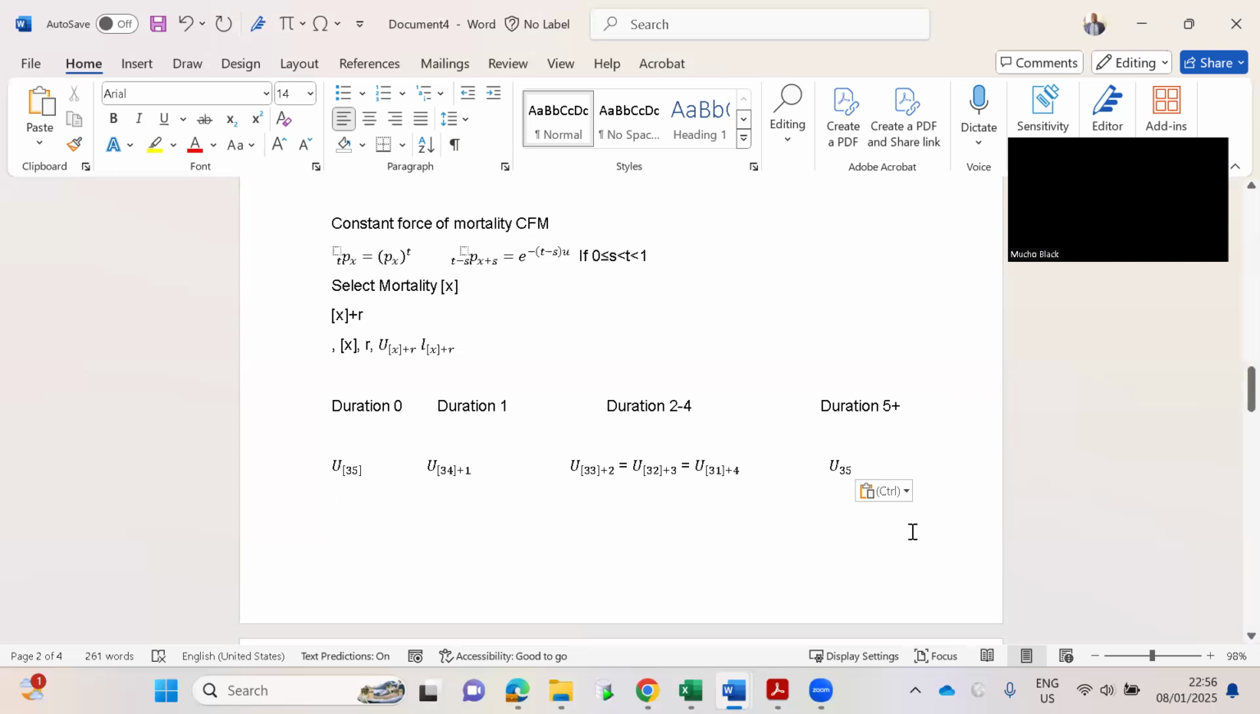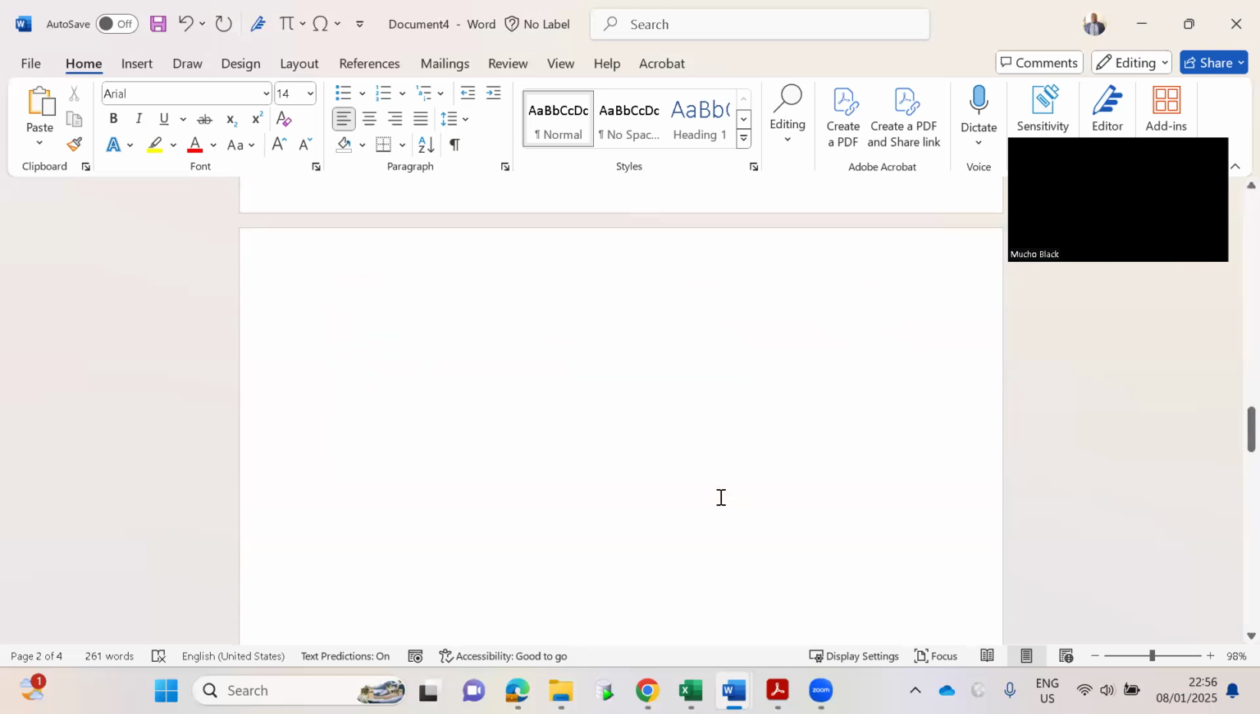And then normally at duration 5, let's say this guy at age 40, they'll be using the normal life tables, right? Because after 5 years, I think any form of underwriting sort of goes away.